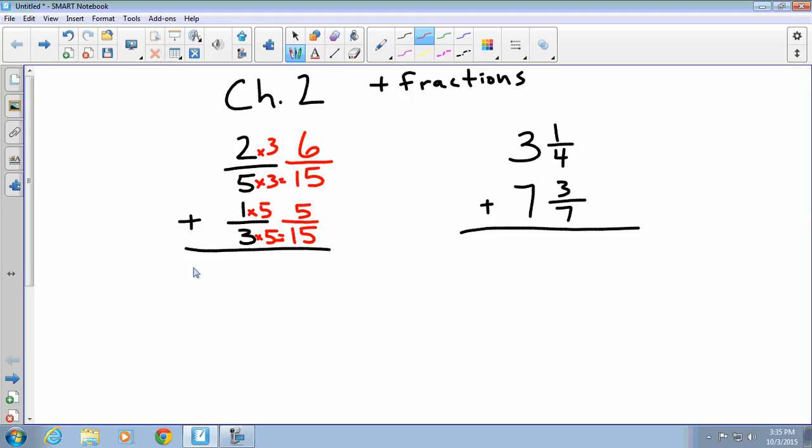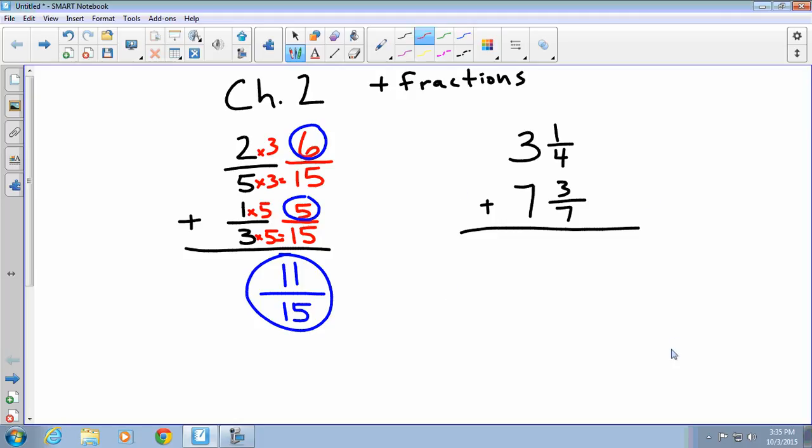Again, check your sign. We're adding. We cannot add fractions unless the bottom numbers are the same. We have 15 on the bottom and 15 on the bottom. Then we just simply add the top. We're simply doing 6 plus 5. 6 plus 5 gives me 11. And then I just put the 15 on the bottom. So 2/5 plus 1/3 would give me 11/15. And that would be in simplest terms because 11 and 15 have nothing in common.